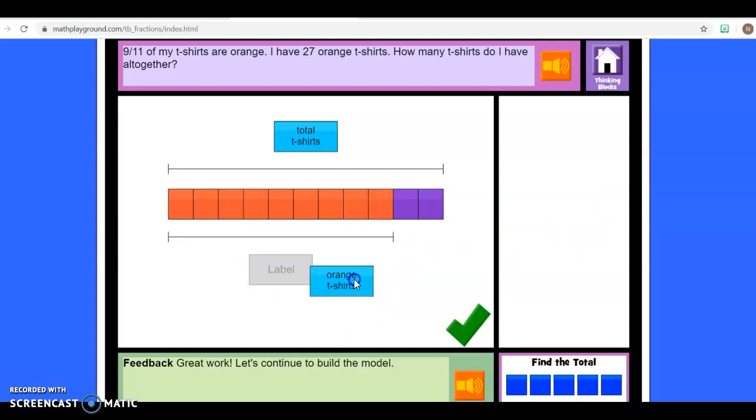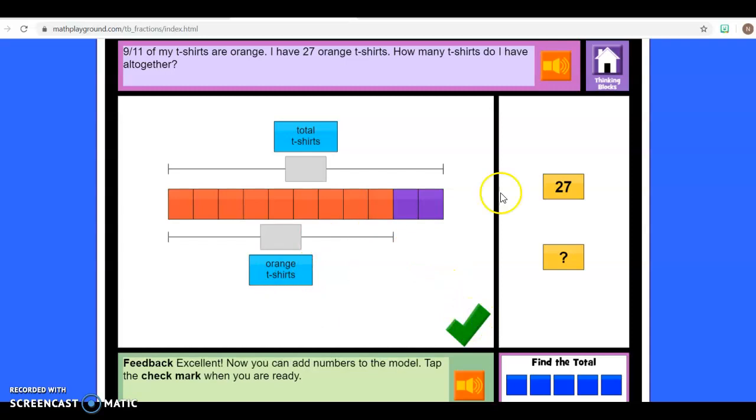Okay, so this section right here where the orange is, fittingly, it says orange t-shirts. So we know that out of the total amount, 9/11ths are orange. Then it just kind of builds on. So it says total shirts, then you just move these over. And the answer that we're trying to figure out is represented by a question mark.